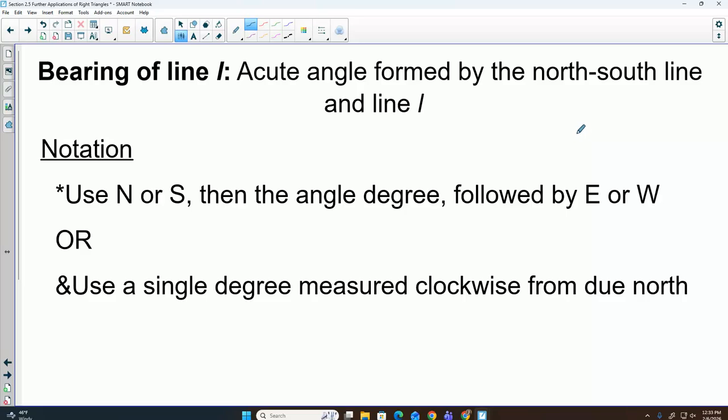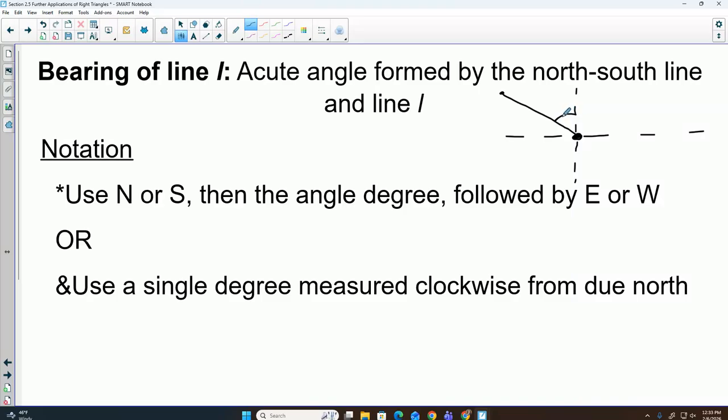Okay, so if I have bearing, think about a compass. Think about your directions. Okay, your bearing is, this is my starting point. If I have an angle here, the bearing is this angle between the north-south line and that line.